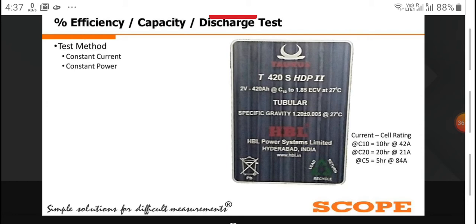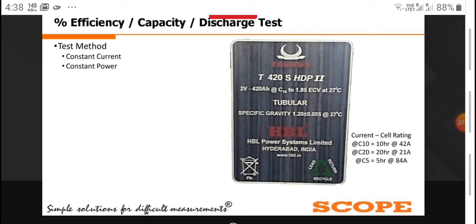Now, how do we calculate the discharge current? That is the total battery bank capacity, 420 ampere hour, divided by the rated discharge time, that is 10 hours. So for C10, the rated discharge current will be 42 amps. For C20, 21 amperes will be the discharge current. This is the constant discharge current I am talking about. And for the C5 type, the constant discharge current will be 84 amps. So with the help of constant current, we get the capacity of the battery.